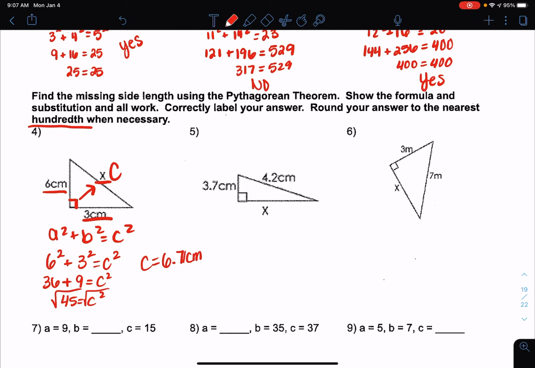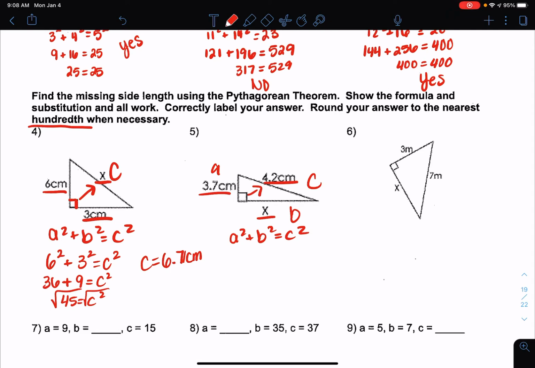All right, looking at the next one, I have 3.7 centimeters, 4.2 centimeters, and then I have an x. Remember your hypotenuse is always across the right angle, and if I look at my right angle right there, I do have a measurement for my hypotenuse. So we're not solving for c this time, we're solving for one of the legs. I'm going to label this one as a, this one as b, and of course c, my hypotenuse. So I have a squared plus b squared is equal to c squared.